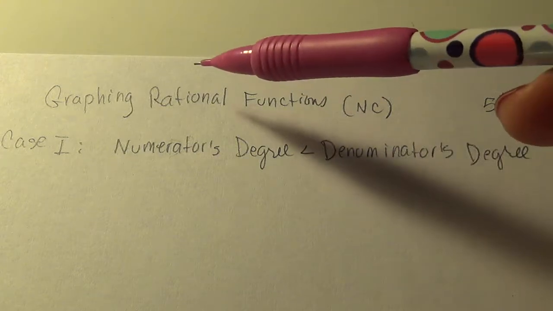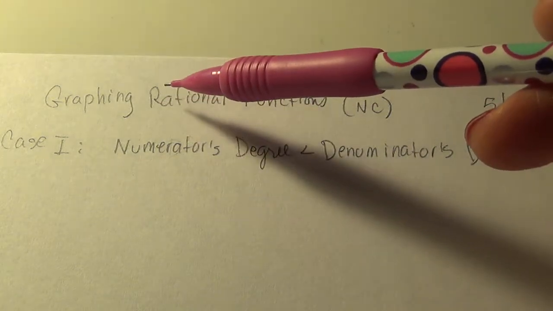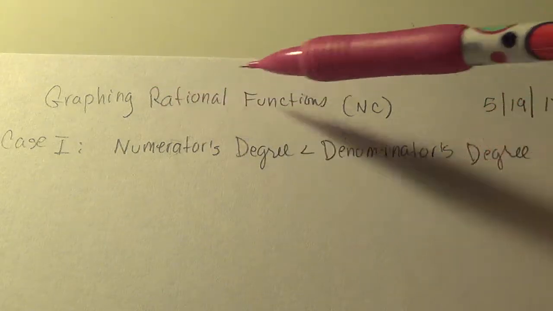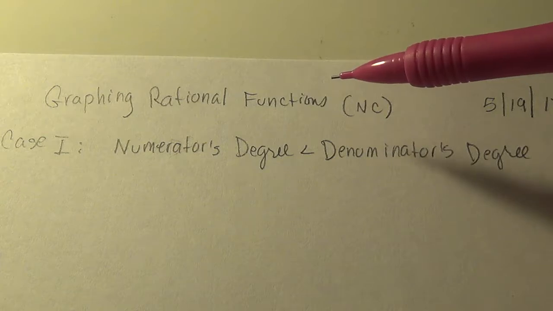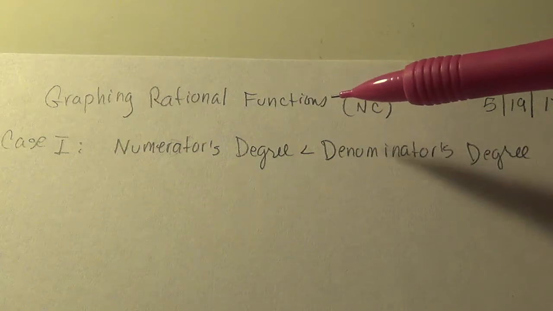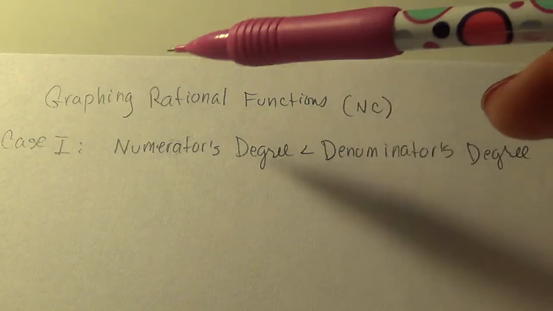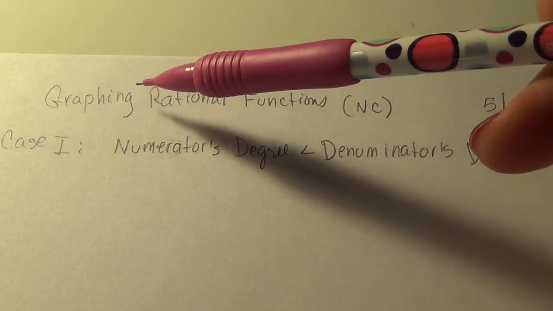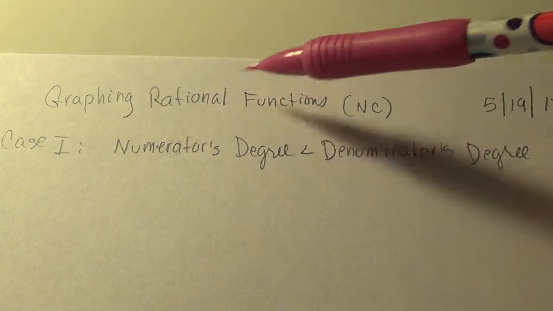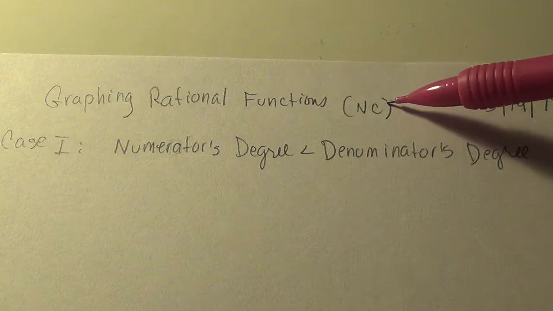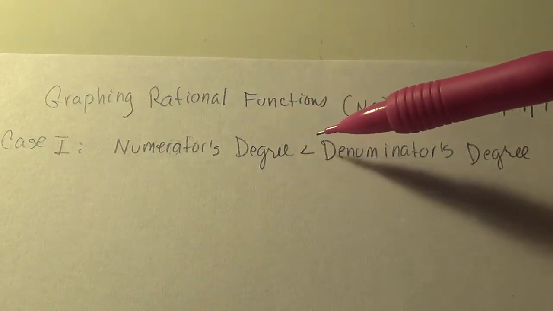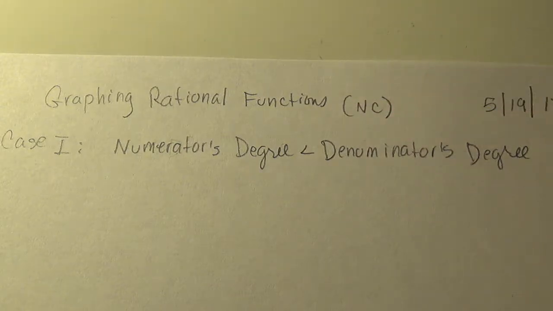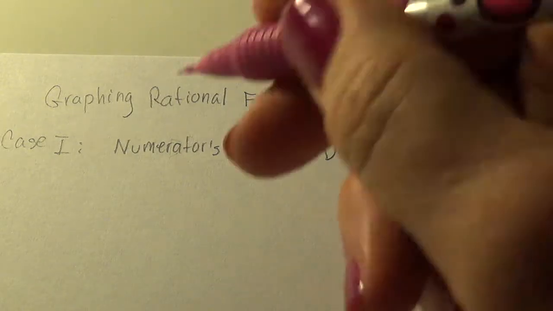We are studying our last topic for the year. It'll be three different days, and then we'll go back and review. Or maybe we'll just do it in 2 days and go back and review. We'll see. Today is case 1 for graphing rational functions without a calculator, the first case when the numerator's degree is less than the denominator's degree. This is review for you.